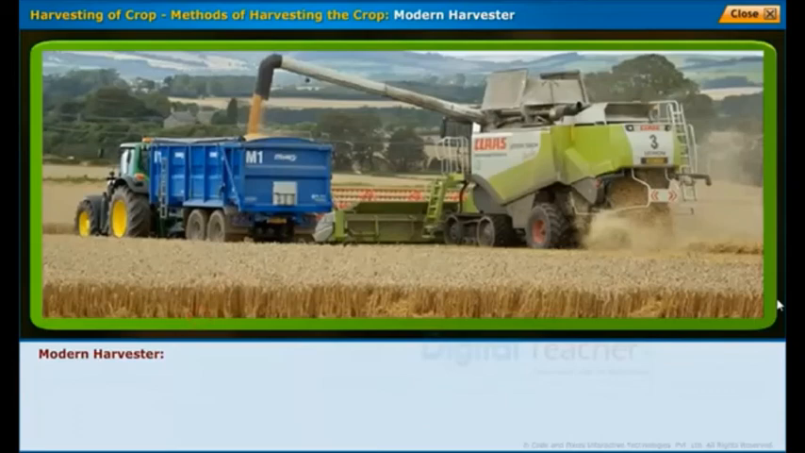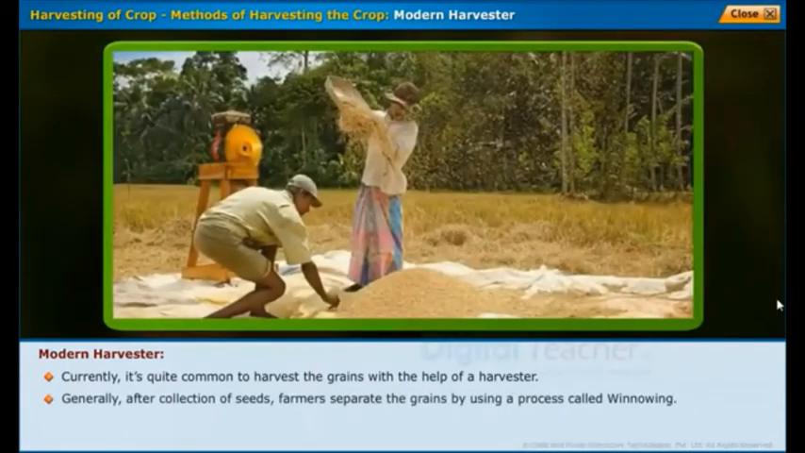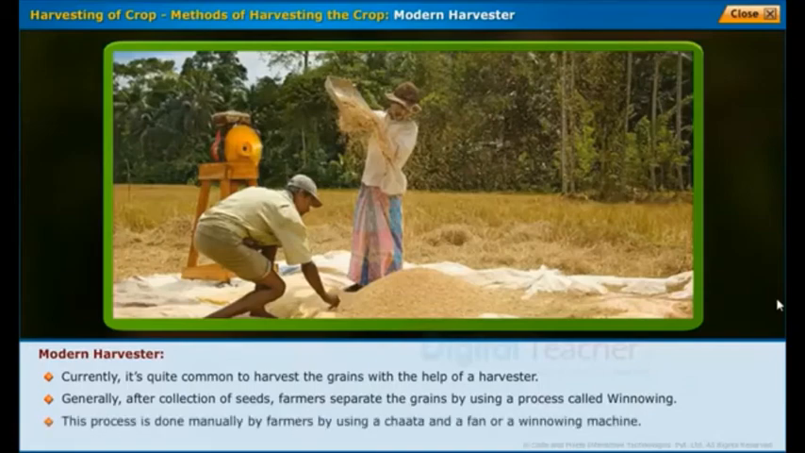Modern harvester. Currently, it's quite common to harvest the grains with the help of a harvester. Generally, after collection of seeds, farmers separate the grains by using a process called winnowing. This process is done manually by farmers by using a chata and a fan or a winnowing machine.